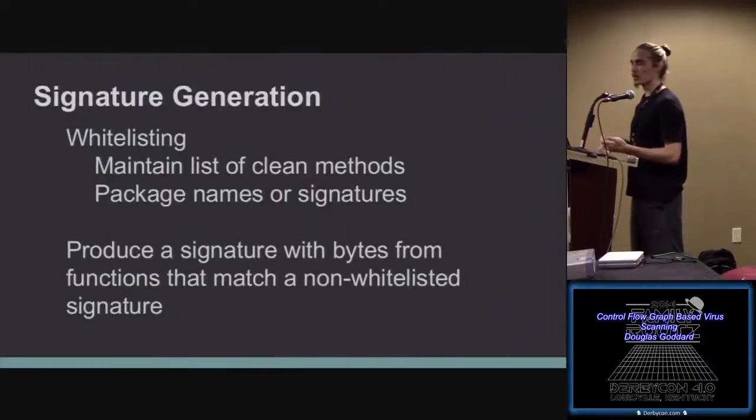For signature generation, one of the big problems is whitelisting. You need to maintain a database of clean functions. So if you're generating these, you aren't generating a signature on a clean function. But yeah, once you have that, you can just grab the signature that matched and merge the bytes together, wildcards out the ones that are different, and there's your coverage.